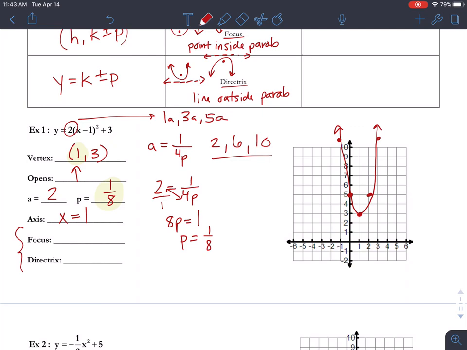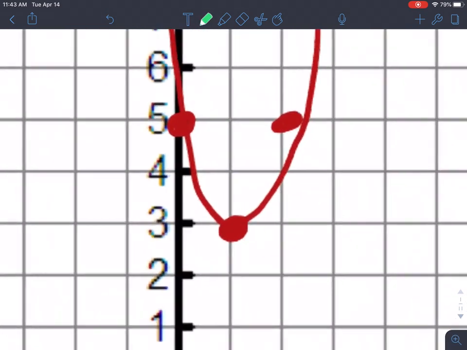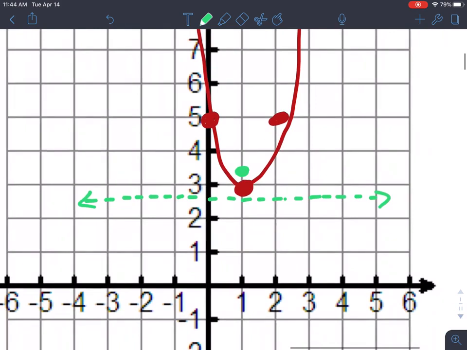So here's what I want you guys to do. Pause it if you need to. If you're done graphing, let's zoom in really, really close here. Look at how poorly I graphed. Okay, so the focus, where is it? It's going to be 1/8 above the vertex, and the directrix is going to be 1/8 below the vertex. And again, why is that? The focus is inside, the directrix is outside. Okay, so where is this focus located?